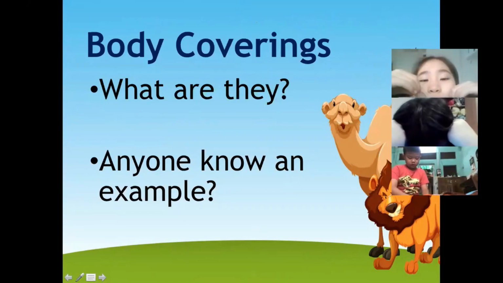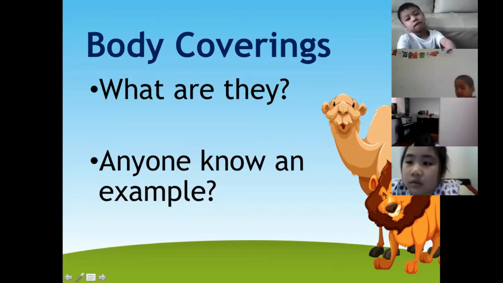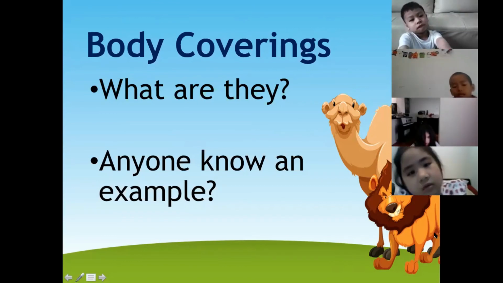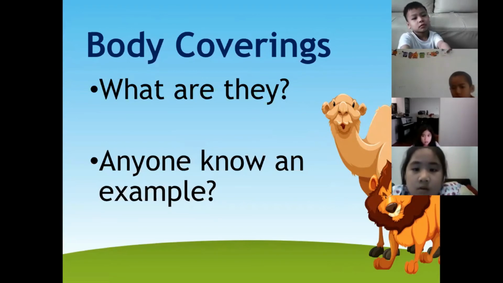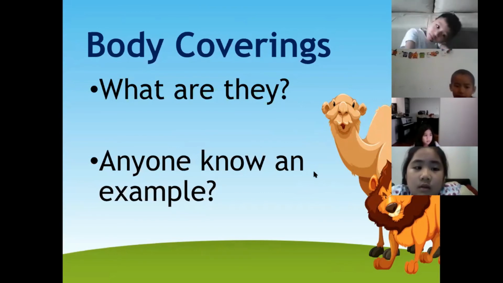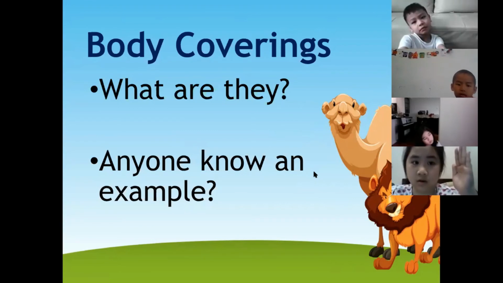covering. What are they? Does anyone know what a body covering is on an animal? Kwang Hai, go ahead. Body coverings means animal is camouflage, that an animal stays the same color as its surroundings. Yeah, very good. So camouflage is one kind of body covering. It's skin or scales. Those can camouflage.